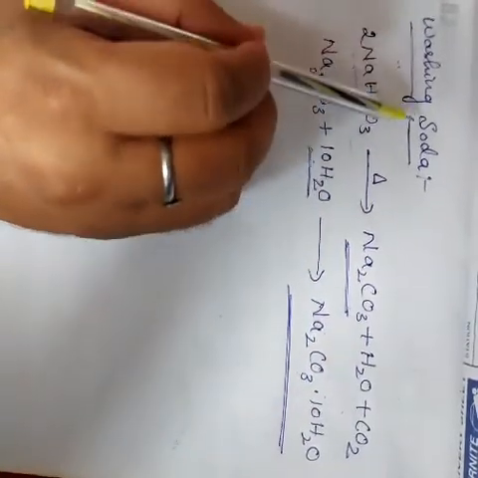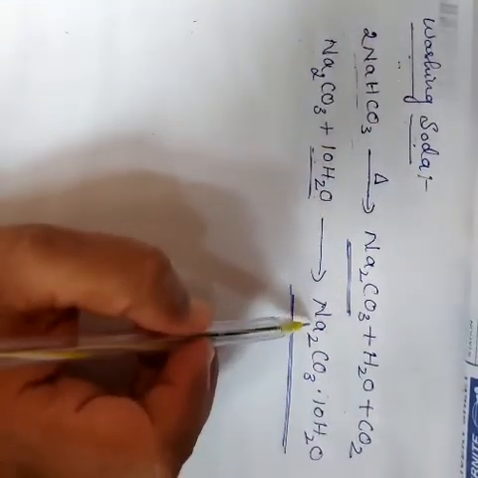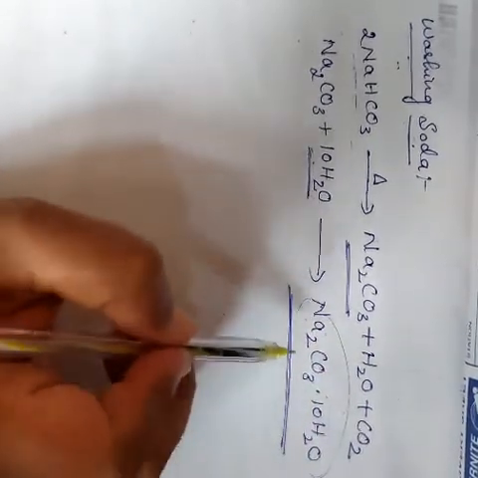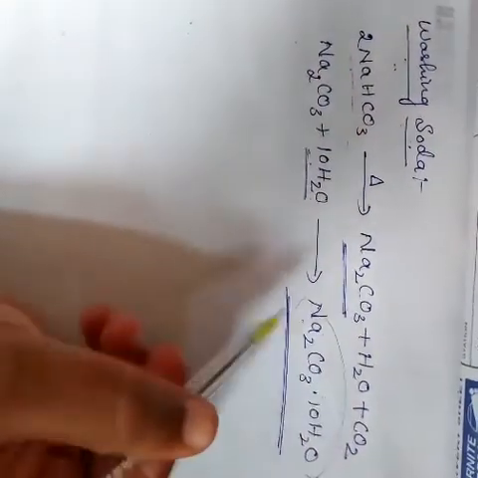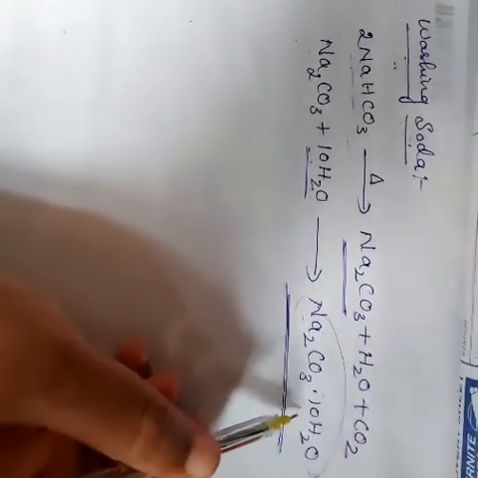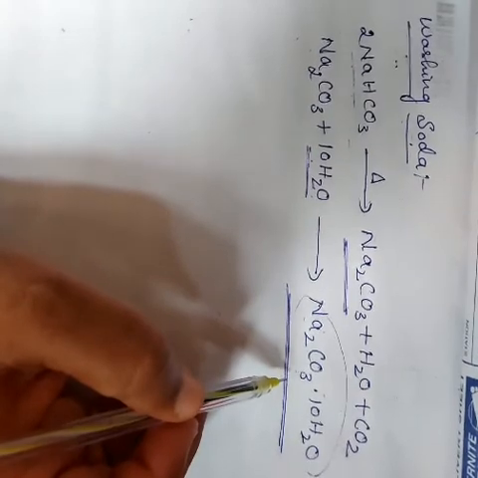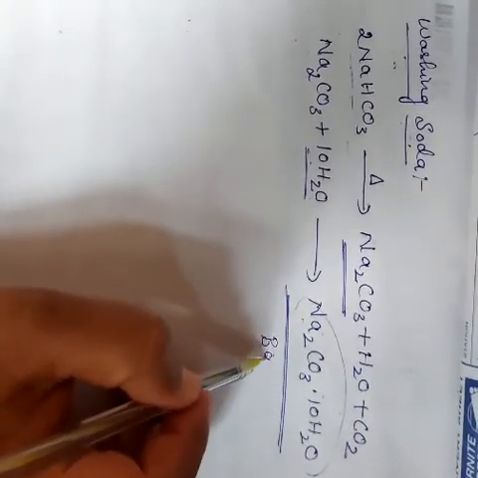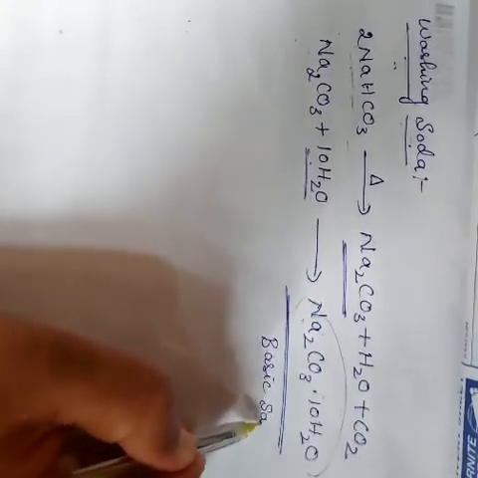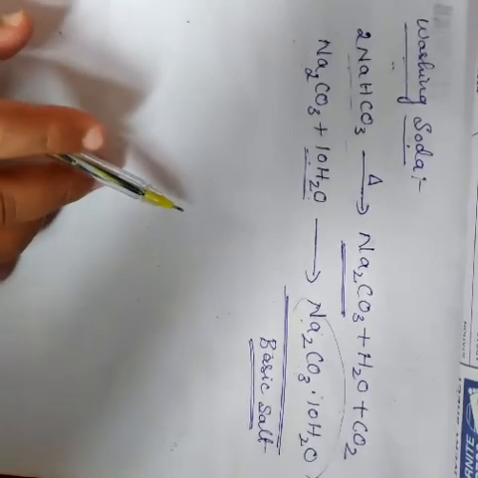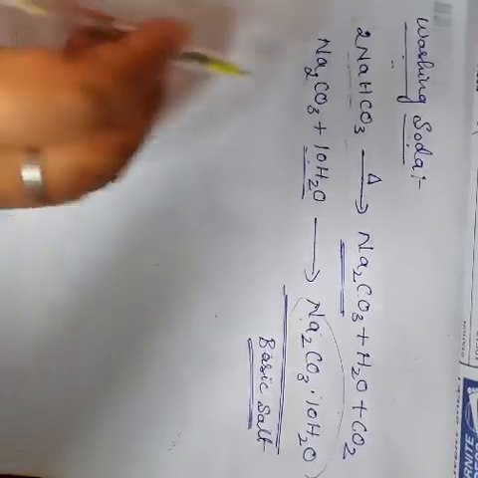What is the formula of washing soda? That is sodium carbonate with 10 molecules of water. This is the formula of washing soda, and the science name is sodium carbonate with 10 molecules of water. Okay, this is a basic salt. The nature is basic salt. Remember this also.